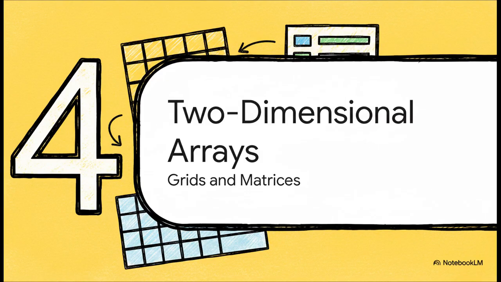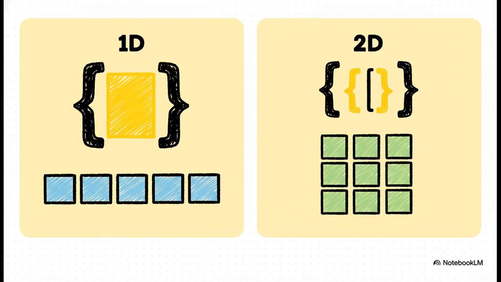All right, so we've got a handle on simple lists. But what happens when your data isn't a simple list? What if it looks more like a grid or a table that has both rows and columns? Well, for that, we can just expand the whole idea of an array into a second dimension. And the difference is actually really simple. It's all right there in the syntax.